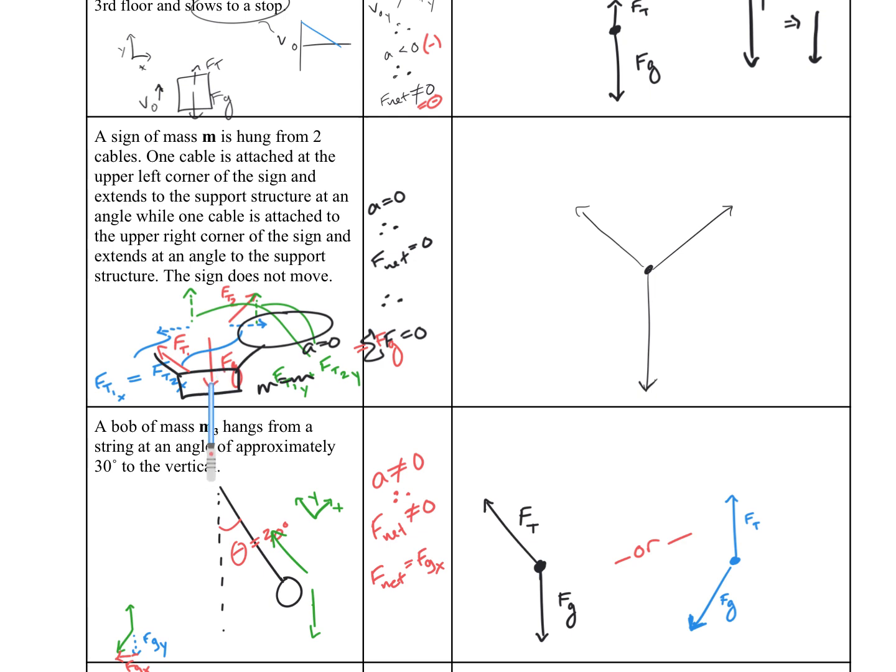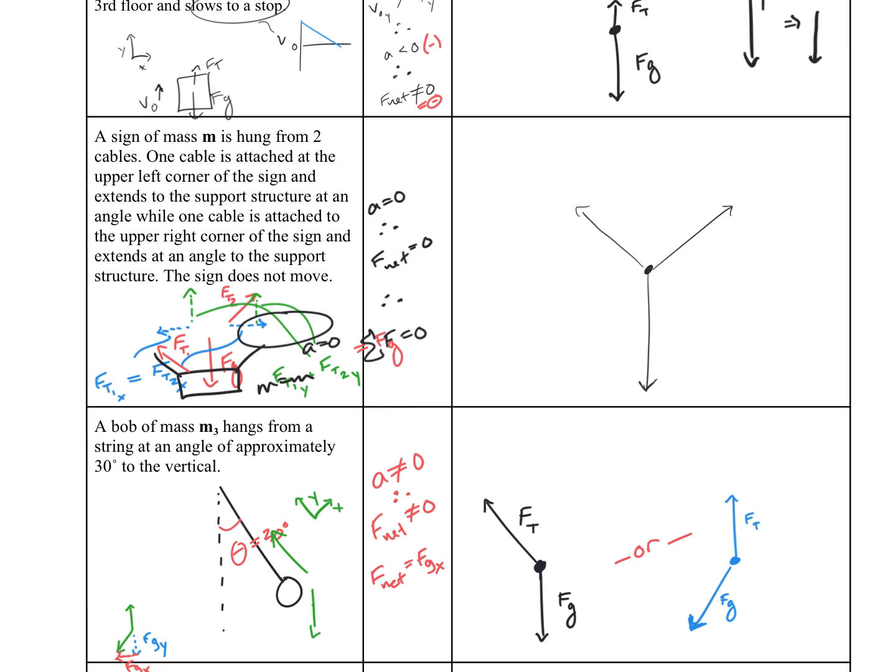In this example, we're using the dot to represent the sign, which has a mass, and you have two cables. You have a cable up here and a cable over here. We're just imagining that it's held from a building or something. The sign is not moving. If it's not moving, that means its acceleration is 0. That means the net force is 0. So if you were to add up all the forces together, they have to be 0.